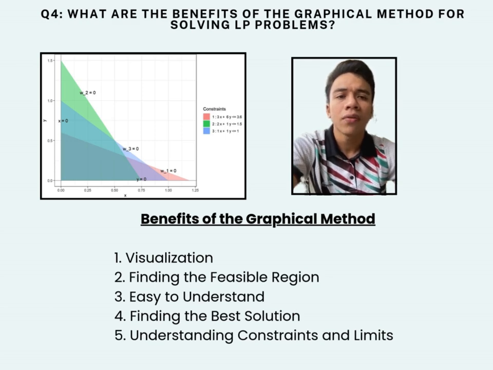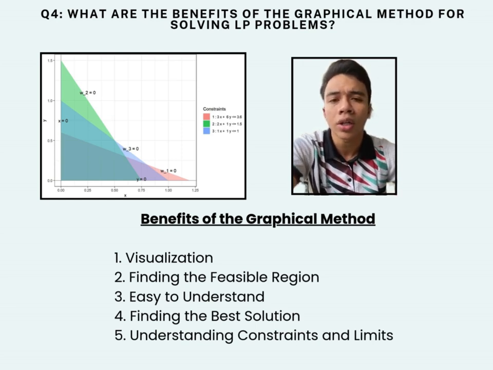Next is finding the best solution. By drawing the objective function on the graph, it becomes easier to see where the best solution is. Usually, the best solution is at the intersection of constraints, and this simplifies finding the maximum or minimum value. Next is understanding constraints and limits. Graphical methods clearly show how different constraints shape the solution area. This helps identify which constraints are actively restricting the solution and which ones are not limiting.